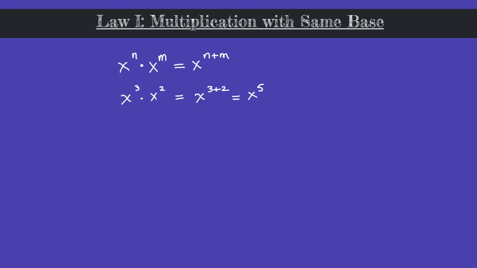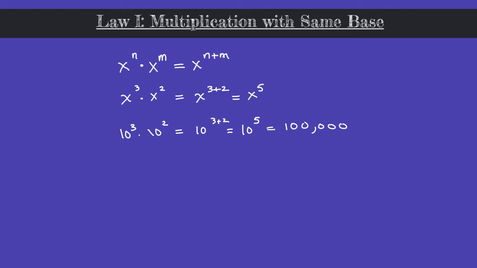Now, how do we know this works? Well, instead of using x's as your base, let's go ahead and plug in actual numbers. Let's say we use base 10. So for every x, I'm going to just substitute it with a 10. So 10 cubed multiplied by 10 squared should be the same as 10 to the power of 3 plus 2, which is the same as 10 to the power of 5. And 10 to the power of 5 is going to be 100,000.